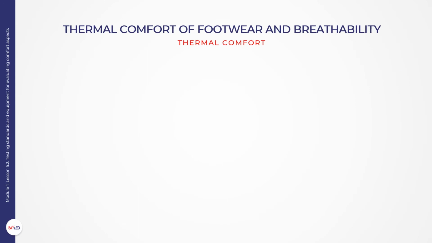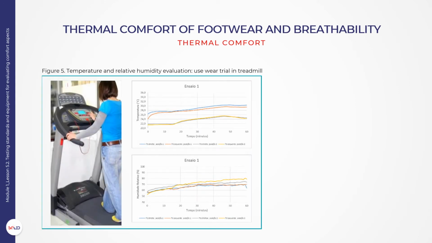New methods have been developed to measure the temperature and relative humidity inside the shoes, using sensors. Tests are usually performed by a selected panel of subjects on a treadmill, at constant velocity, in room-controlled conditions. These types of tests can also be done in real conditions by measuring the temperature and relative humidity during one or several days. The graphics shown are typical of a trial performed in controlled conditions.